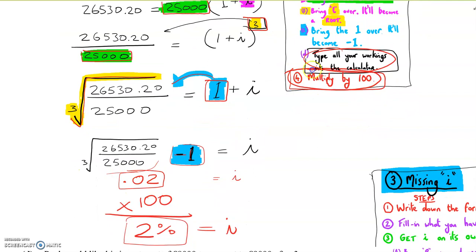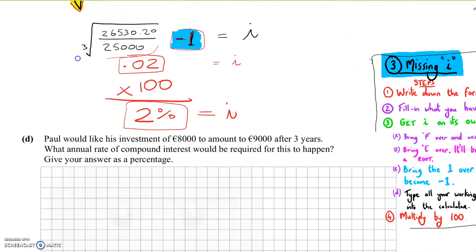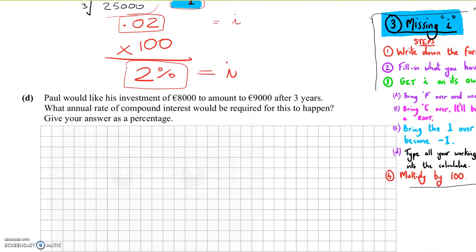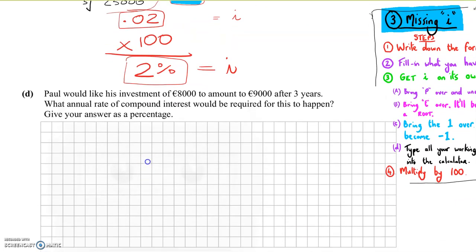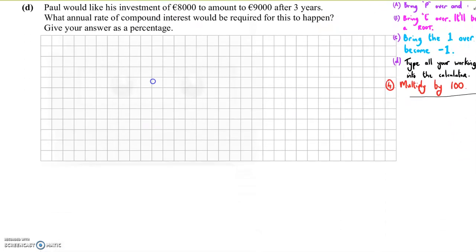And then finally we changed it back into a percentage by multiplying by 100. So now you might like to try one here. It's the same thing. Paul would like his investment of 8,000 to amount to 9,000. So the principal, the original amount he's going to invest, is 8,000, and he would like the final amount to be 9,000. That's how much money he would like to have at the end.